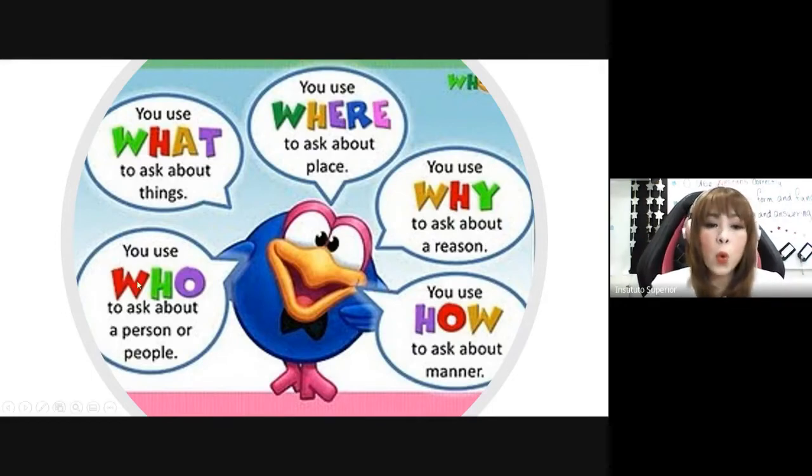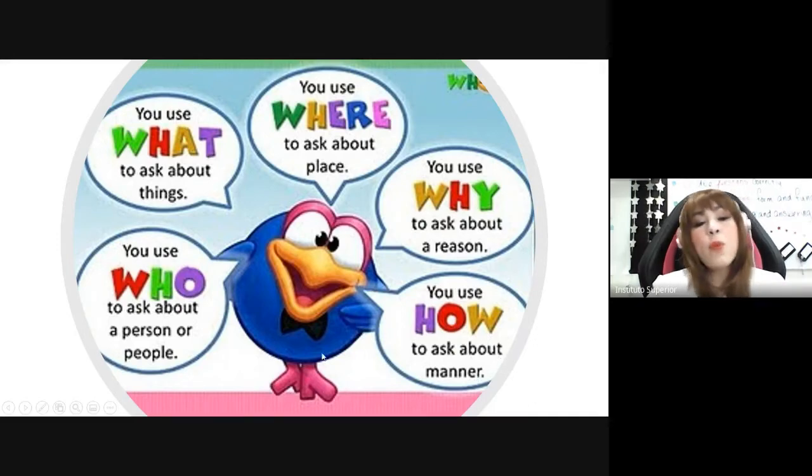We have who. We use who to ask about a person or people. You use what to ask about things. You use where to ask about place. You use why to ask about reason. And you use how to ask about manner.